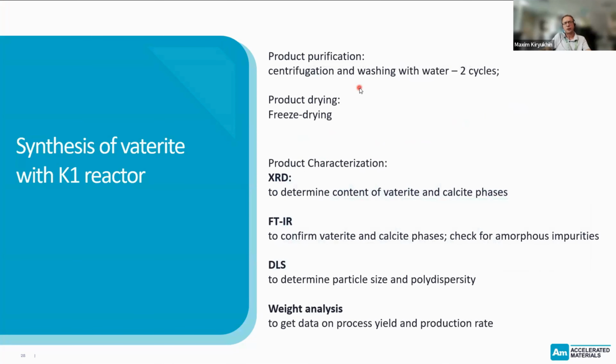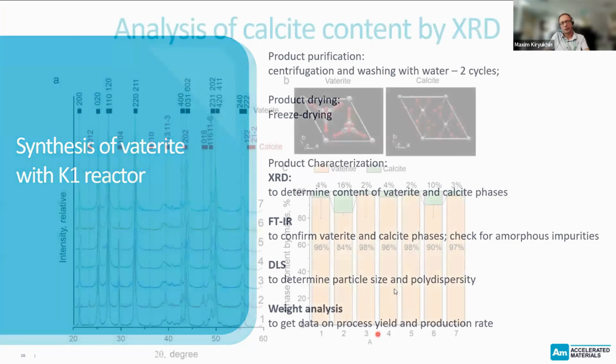Then we purified our product by centrifugation and washing with water. After 2 cycles, all the byproducts like sodium chloride are washed away, and we have pure calcium carbonate. Then we dried this product with a freeze dryer and characterized it with XRD, FTIR, DLS, and weight analysis to get data on process yield and production rate.